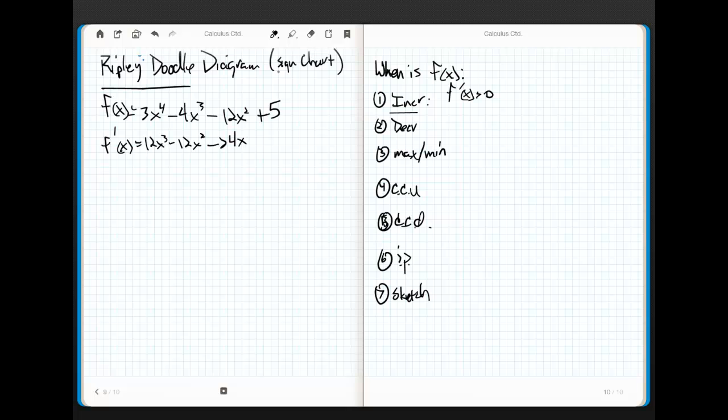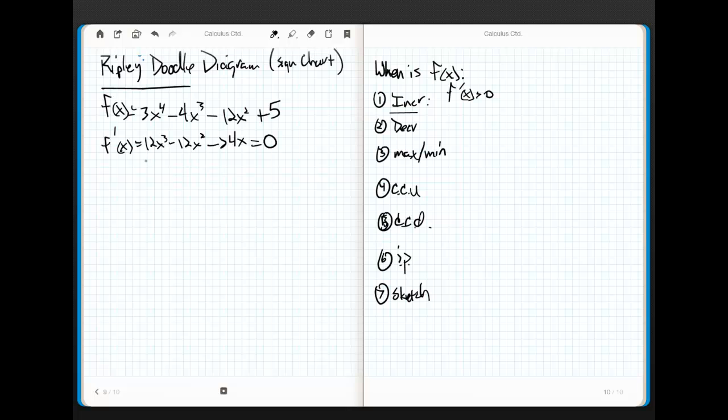Now, what do we do with this? Well, hopefully you remember from last section that there are these things called critical points or critical values. And in those, what we did is we took derivatives and we set them equal to 0 because magical things seem to happen around our zeros. With the employ of this new Ripley-Doodle diagram, you'll see that not only do magical things happen at the zeros, but they happen around the zeros. All right? So here we go.